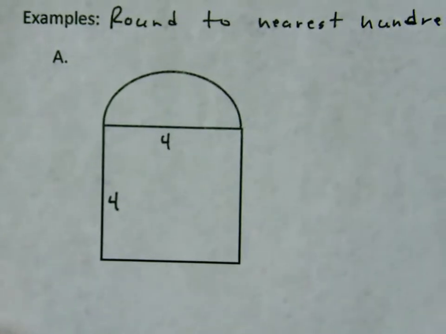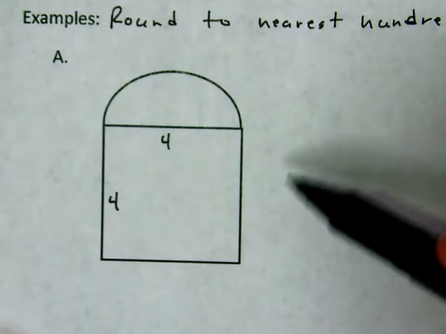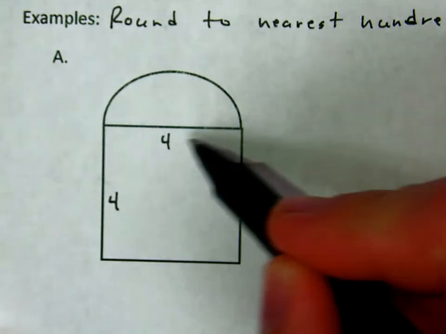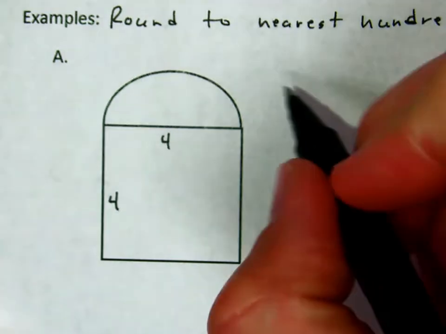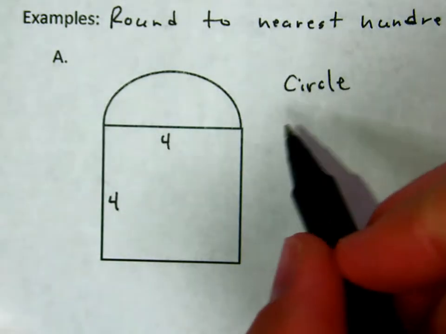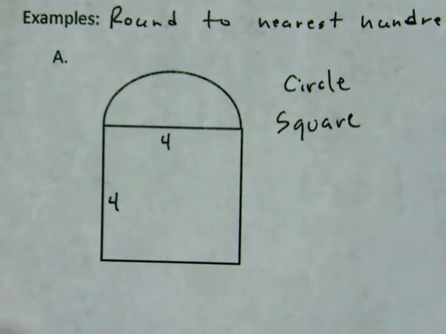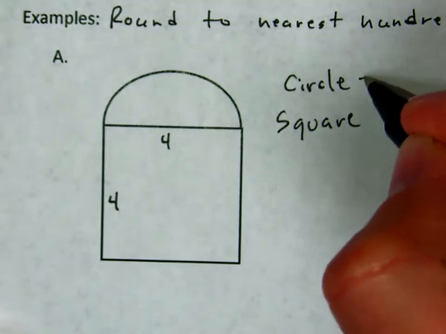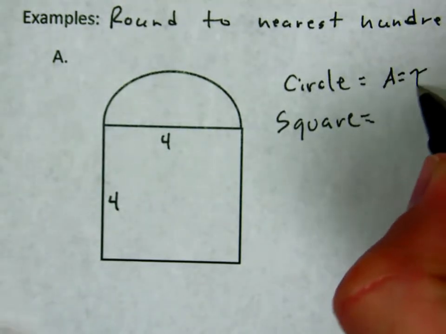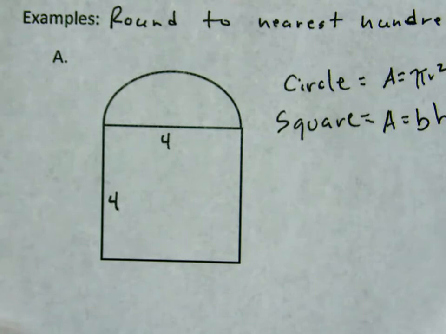The first thing I like to do is to break down or recognize what shapes I have in this composite figure. So here we've got a circle, or half a circle. I know I'll have to use the formula for a circle, and I've also got a what? A square. I know I have to use the formula for a circle and a formula for a square. Those are area equals pi r squared and area equals base times height.